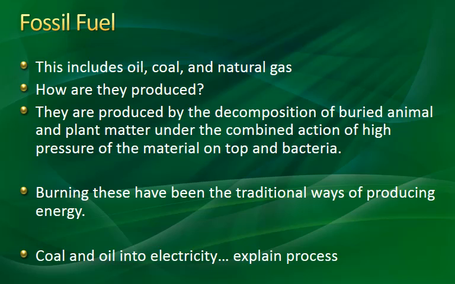Now, coal and oil into electricity, right? So you burn the coal and oil. And then what happens is, as you burn it, you can heat up water, and that water can turn into steam. That steam can then go into a turbine, spin a turbine, and then that can turn a generator, and then the generator produces electricity. We're going to get deeper into this once we get into electricity and magnetism next year.